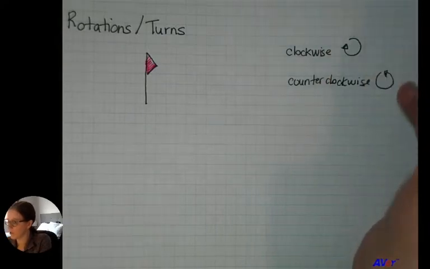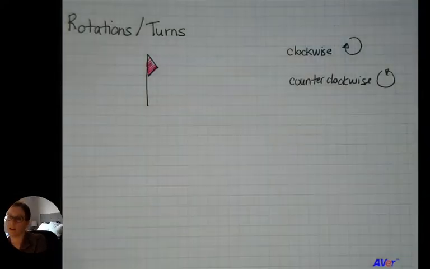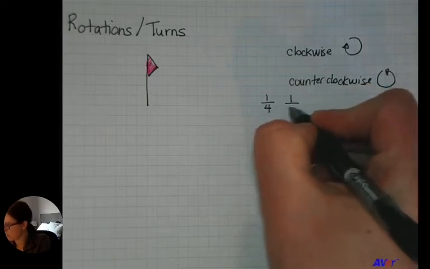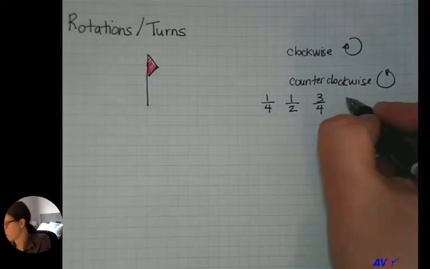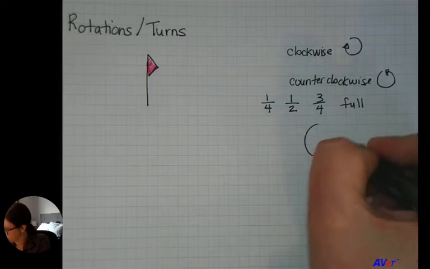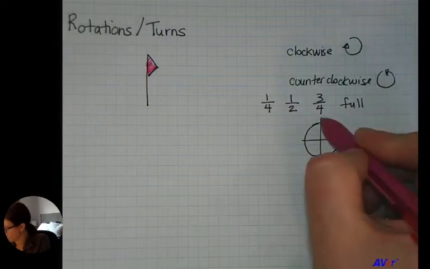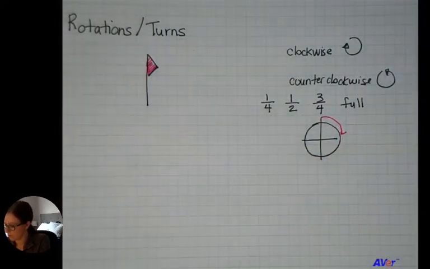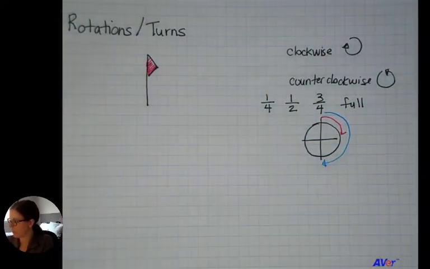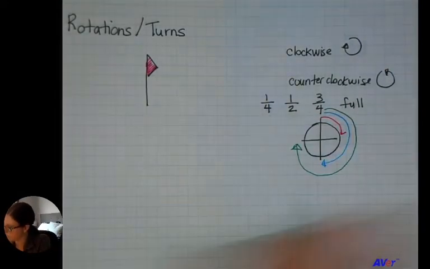We could talk about rotations or turns in terms of degrees or in terms of fractions. To keep it simple, because we haven't done angles yet, we'll just do quarter turns. So we can do a quarter turn, a half turn, a 3/4 turn, or a full turn. If we look at a circle, we break it up into quarters. A quarter turn goes from here to here. A half turn goes from here all the way around to here. And a 3/4 turn goes all the way around, so it goes a lot bigger.